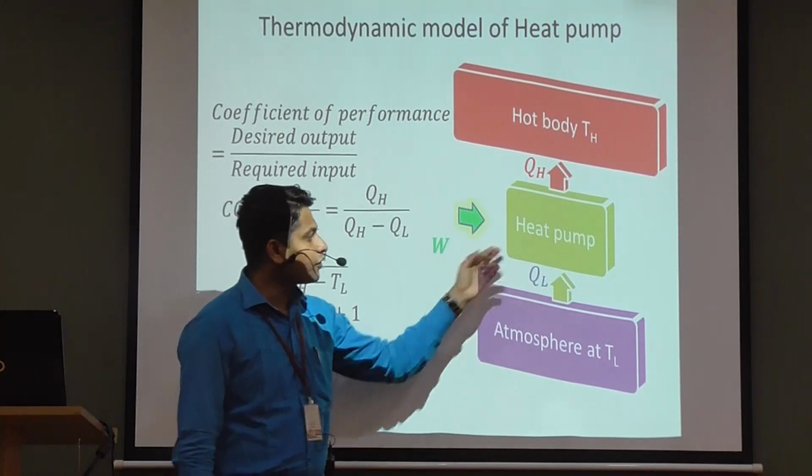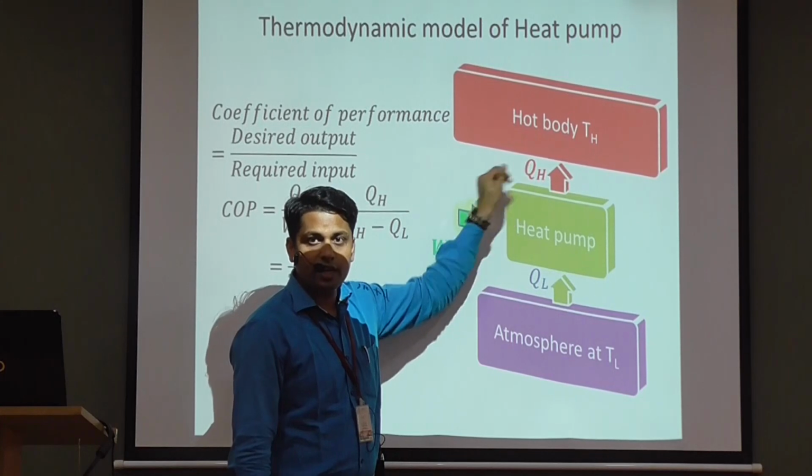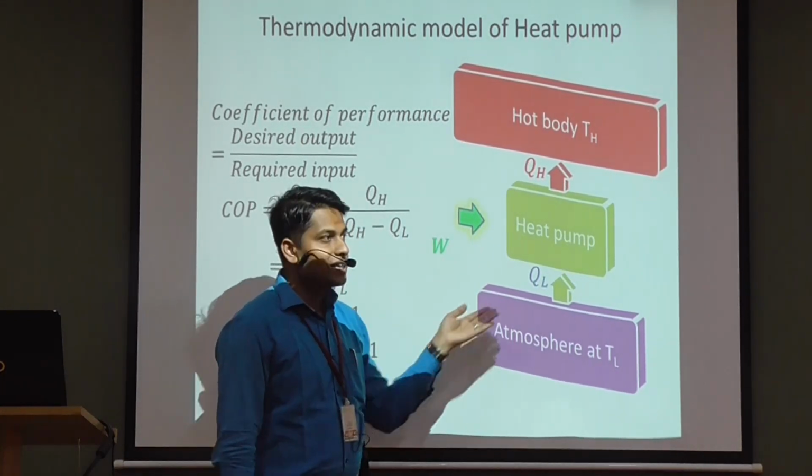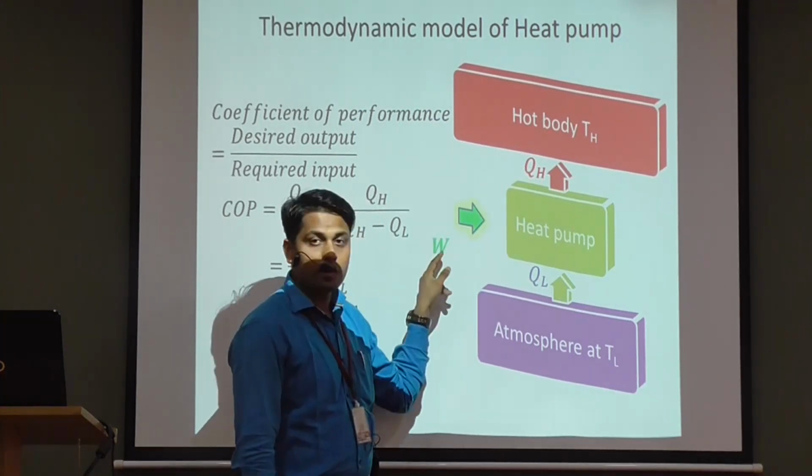And the heat which is sucked from the low temperature reservoir is represented as QL, and QH is the heat which is given to the high temperature reservoir. And for transferring this QL to QH, we require an additional work W.